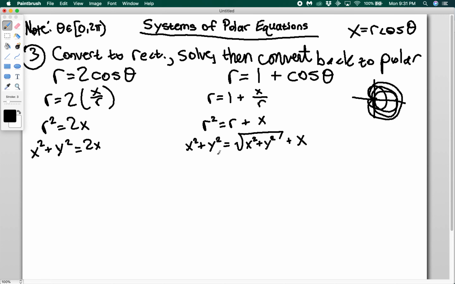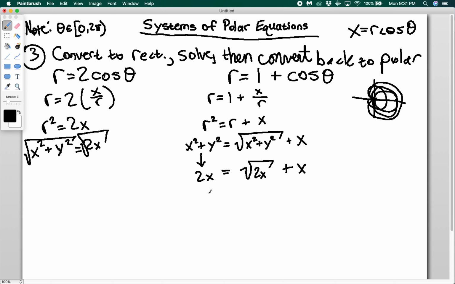Now, once we're here, what do we do? Well, you can set them equal and solve. I'm going to do one extra step. I'm going to say x squared plus y squared is 2x. So this is 2x equals the square root of x squared plus y squared. If this is equal to 2x, then the square root of that must be the square root of 2x. So I'm just going to write root 2x. Then I'm going to have plus x.